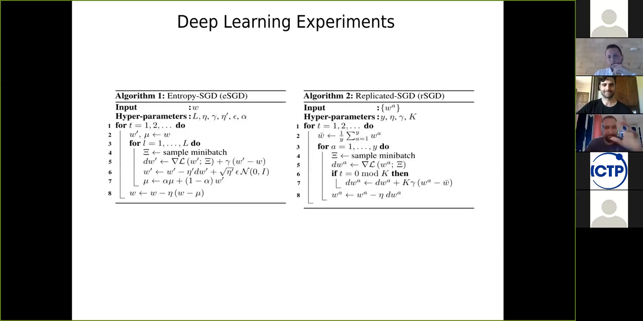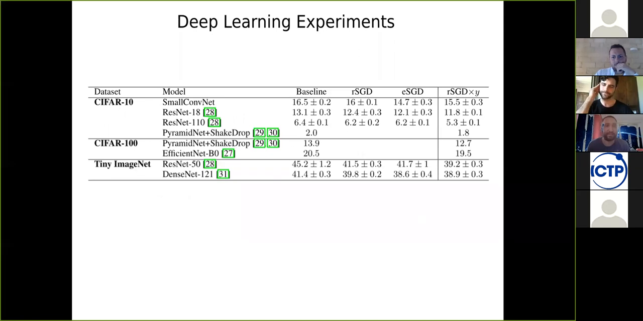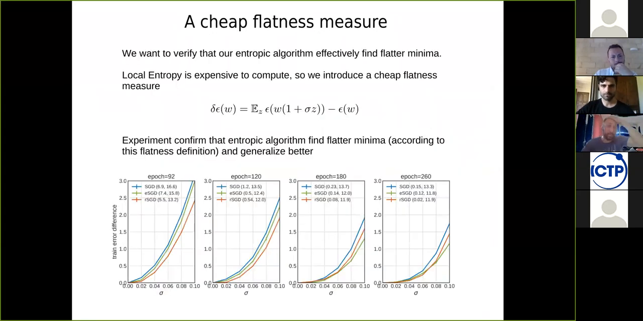Okay. So we have two algorithms. We apply them on some state-of-the-art convolutional residual networks, where essentially we implement the baseline from some paper, and then on top of that we apply our replicated SGD or our entropy SGD procedure, and we consistently manage to outperform the baseline with our, let's say, entropic algorithms. And then we also check that the minimizers we found, besides generalizing better, are also effectively within a flatter region. They belong to flat minima, and we do that by implementing another measure of flatness, which is easier to compute than local entropy.